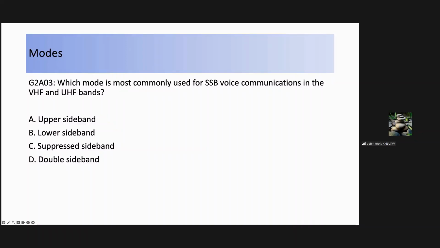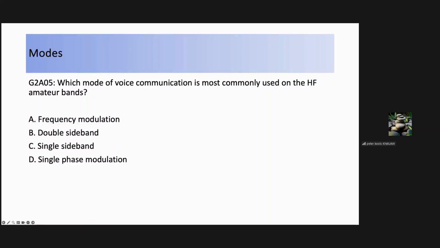Which mode is most commonly used for SSB voice communications in the VHF and UHF bands? Again, we're above 20 meters, so it's going to be upper sideband. And you do hear SSB conversations going on VHF and UHF sometimes. Which mode is most commonly used for voice communications on the 17 and 12 meter bands? A lot of repetition in these questions. It's again upper sideband.